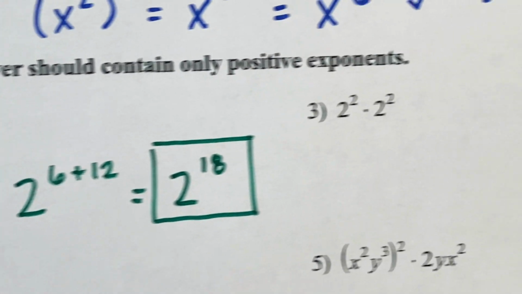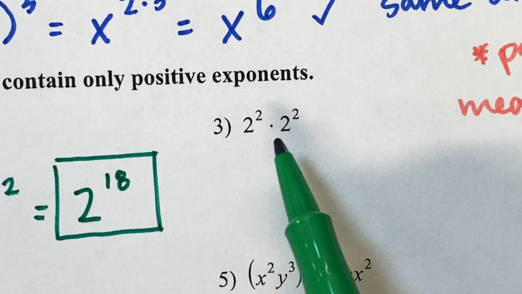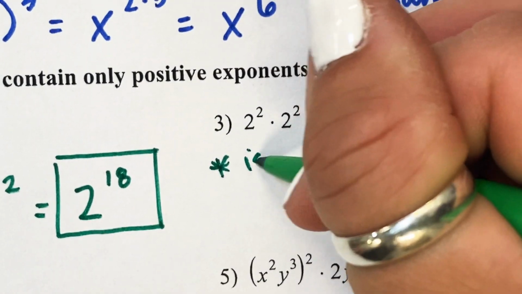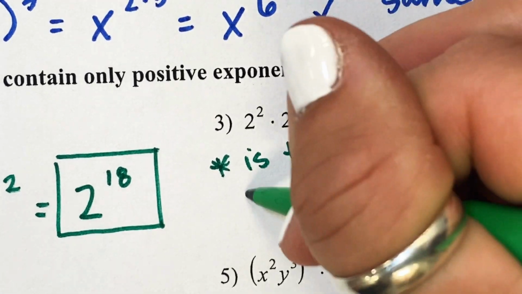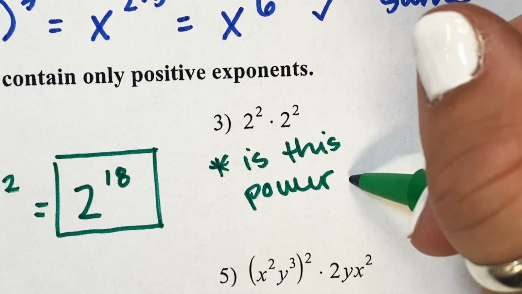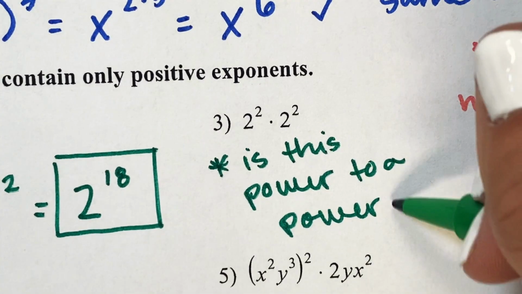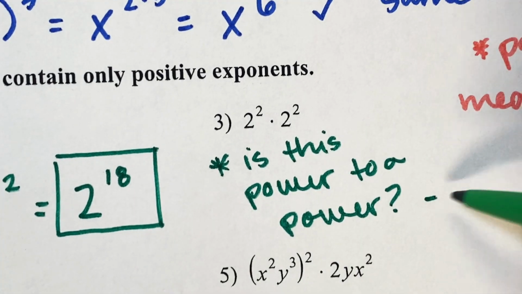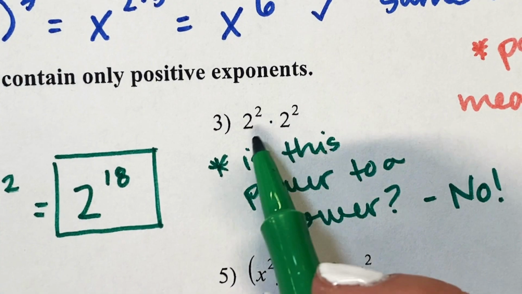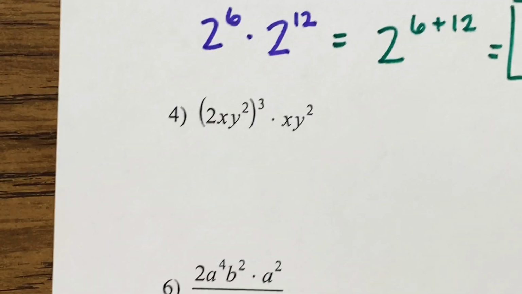Skip number 3 because this is kind of a trick question. Is there even a power to a power? Write this on your paper. Is this power to a power? Do you see any parentheses? No, this is literally just product rule. It's only being multiplied. So we're going to skip 3.